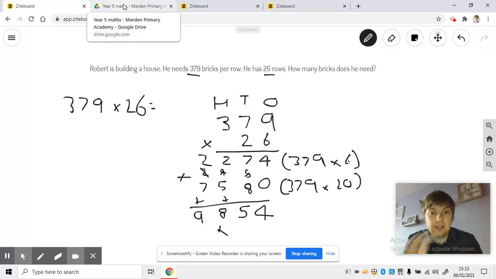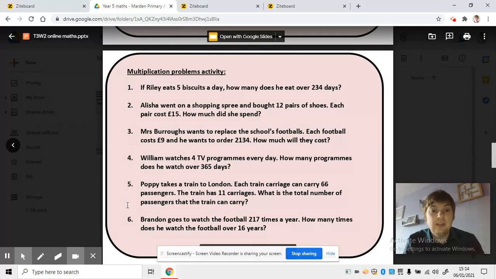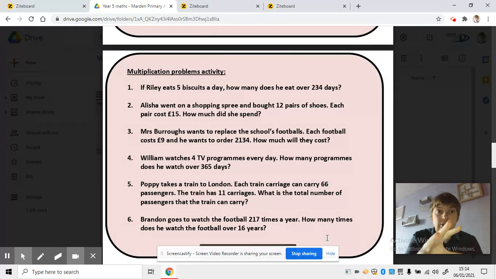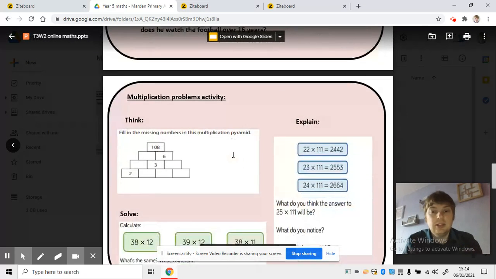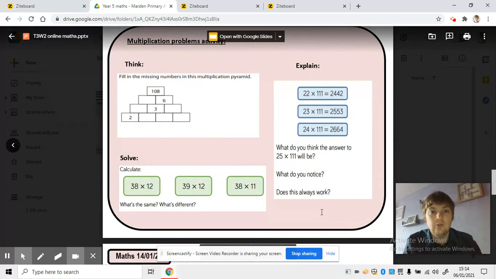Once you're feeling confident with this, and you can watch this video as many times as you want, you have these 6 questions to work your way through. Think about how I've just shown you on that example, what you can do on each question. There's going to be a combination of number of digits multiplied by number of digits, bringing in everything you've done over last week. And then once you've done this, you have your think, your solve, and then you explain.